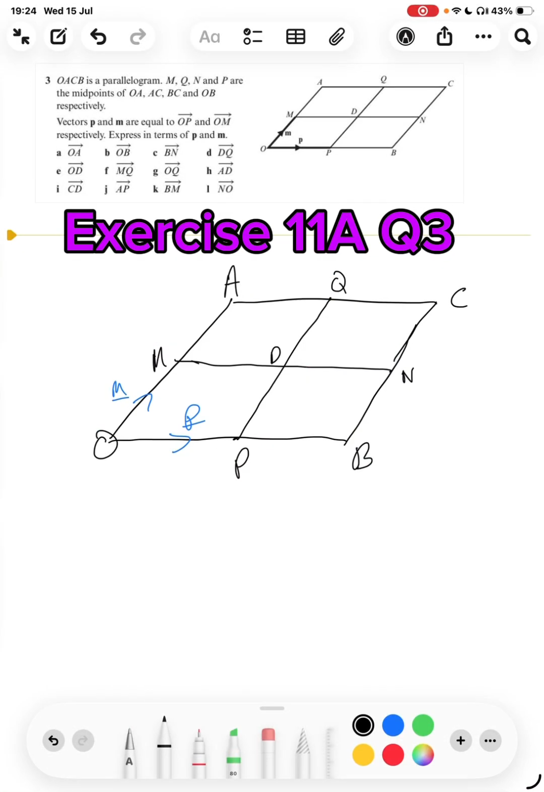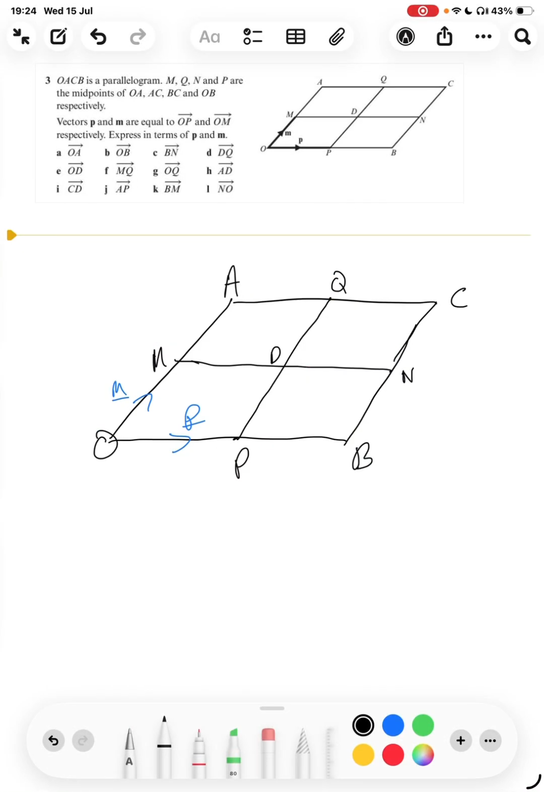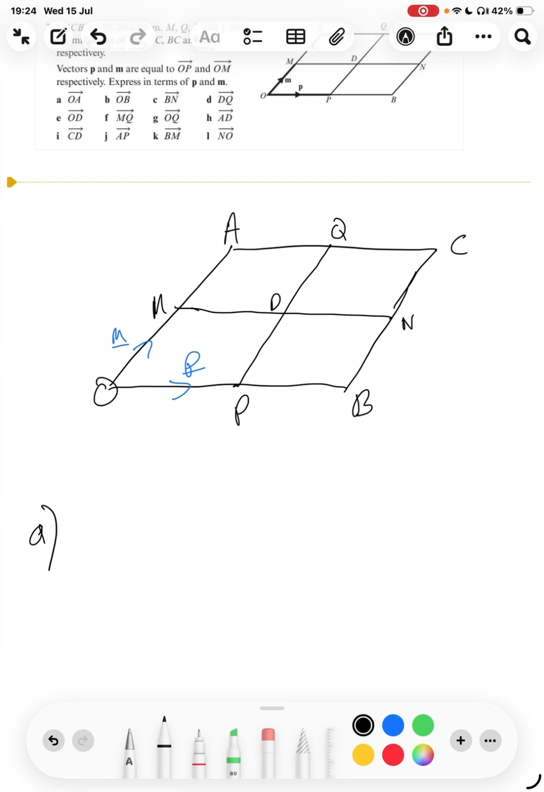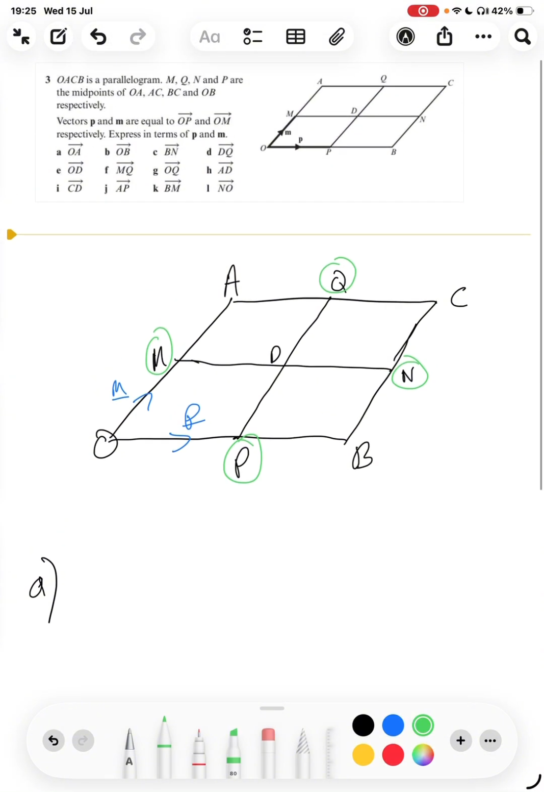Here we have question 3, very similar to question 2. All right, so let's jump right into it. Part A, O to A. Okay, so starting at O, we're going to A. And we're told in the question that P, M, Q, and N are all midpoints.